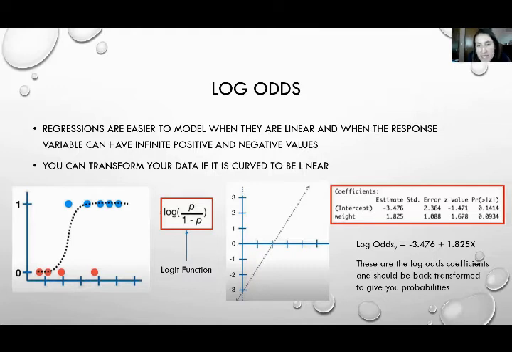And in this example, let's just take a look at the p-value. None of those are below an alpha of 0.05. So none of these parameters are statistically significant. But going back to the equation that we've generated here, let's assume that it is significant and it is adequately predicting our response variable. These are the log odds coefficients, and they need to be back transformed if you wanted to calculate probabilities.